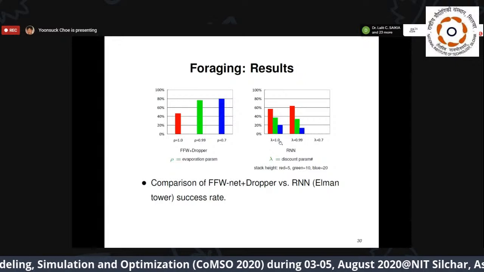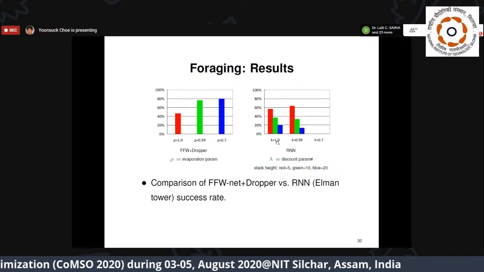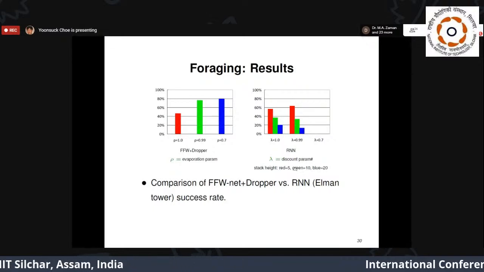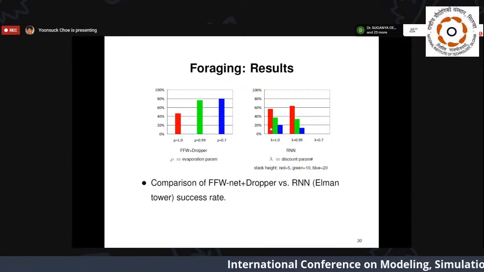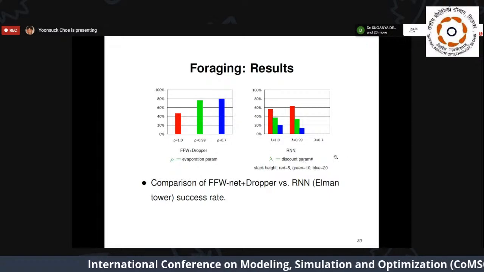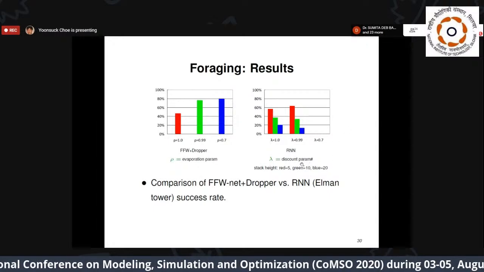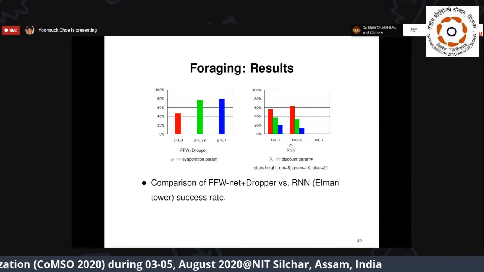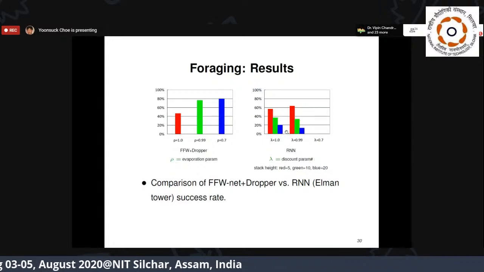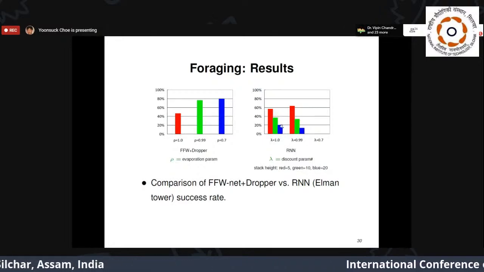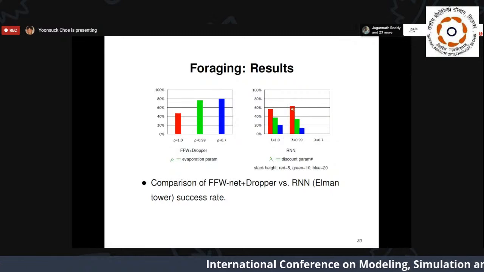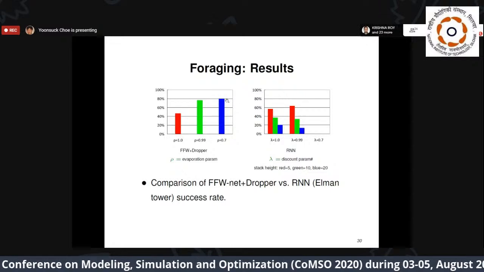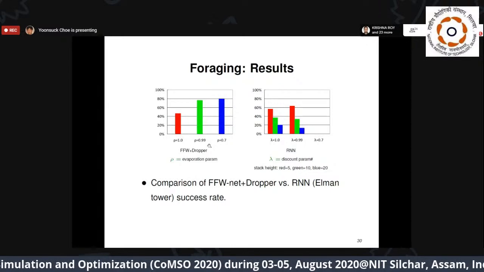lambda means the discount rate across different layers. Okay, and red, green, and blue mean how many hidden states do you have in the stack? 5, 10, or 20. Strangely, when you have too much, I guess it decreases your performance. But anyway, in this case, the recurrent neural network did, of course, quite good, but not as well as the feedforward network with the dropper.